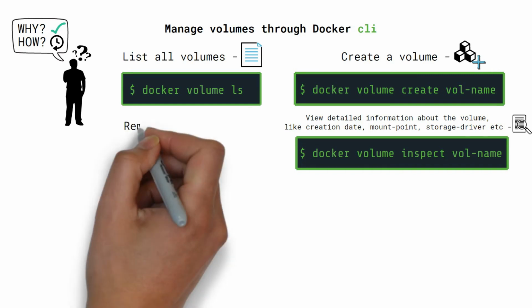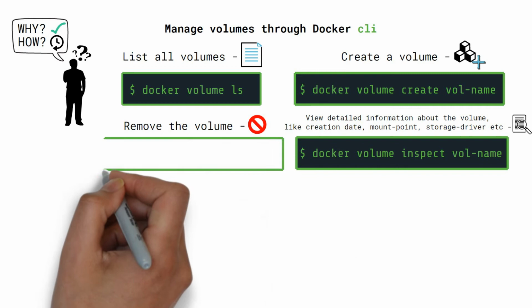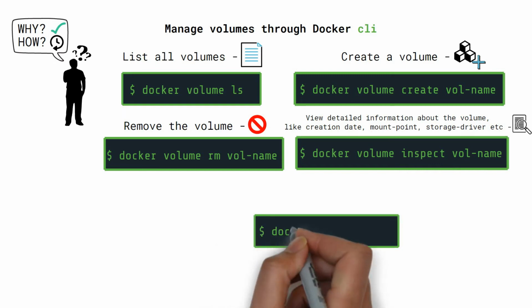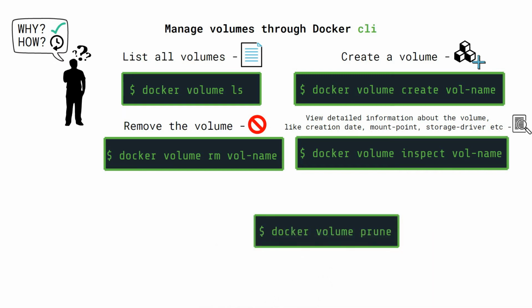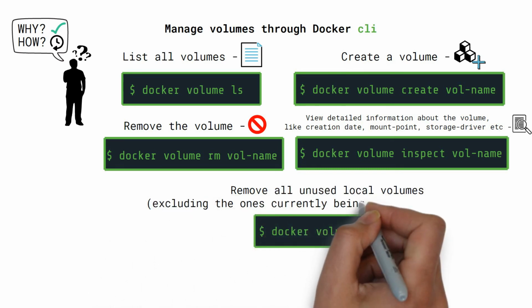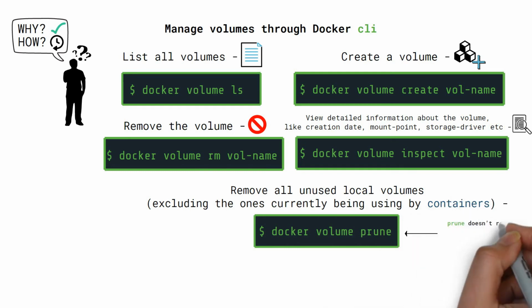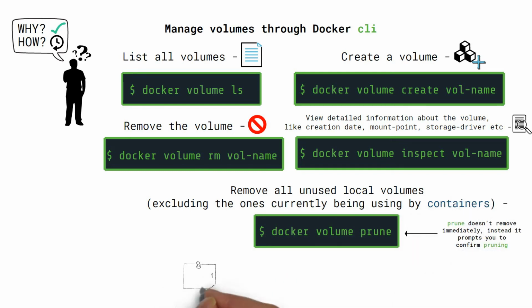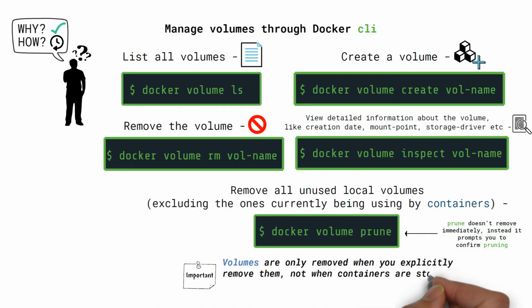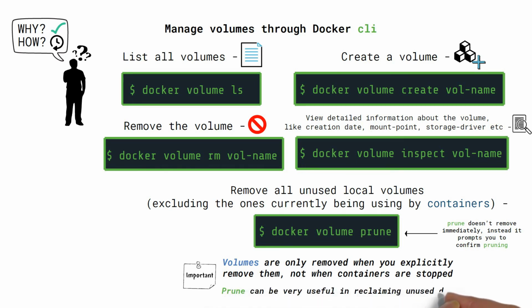To remove a volume, we use the docker volume rm followed by the name of the volume. And we can use the docker volume prune command to remove all the unused local volumes, excluding the ones that are currently being used by containers. Volumes are only removed when you explicitly remove them, not when containers are stopped. Therefore, prune can be a very useful tool in reclaiming unused device storage.